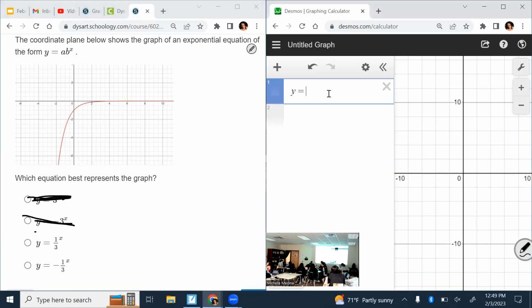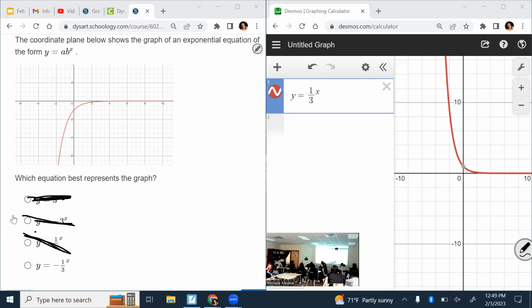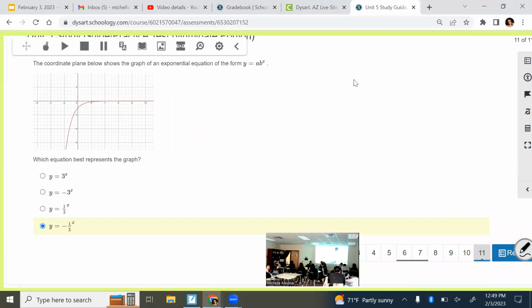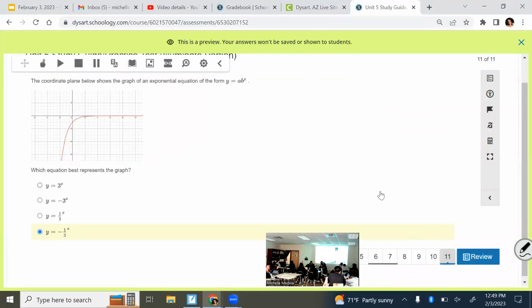Let's see if it's going to be the 1/3 to the x power. Does it look like that one? No. Okay, so then not that one. Does it look like this one? Yeah. Is that the correct answer? Yeah. Okay, no one's asked me that one yet, so I don't know the answer. All right, hold on, let me take a picture if it'll let me.